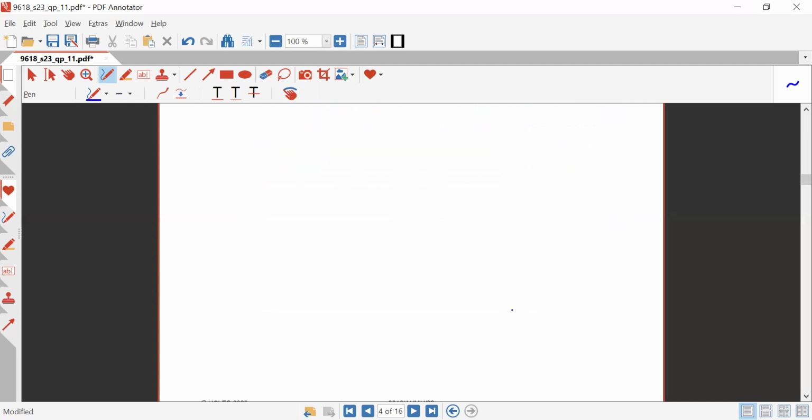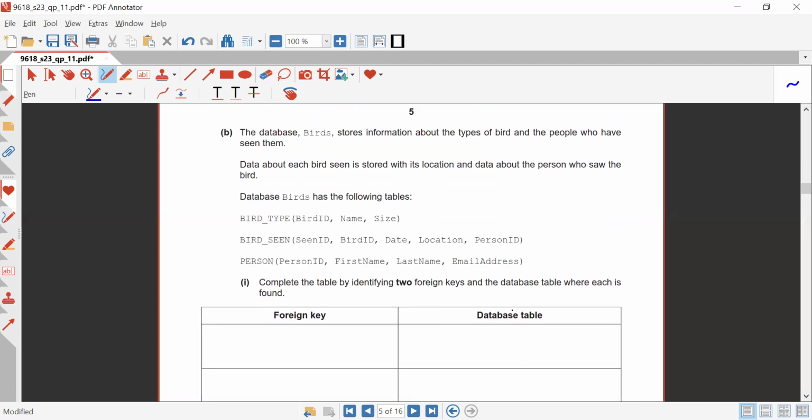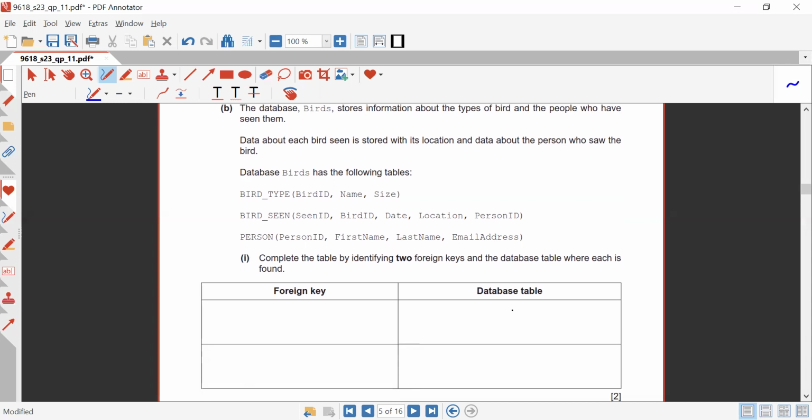Okay. Now coming to the next part, part B. It says the database birds stores information about the types of bird and the people who have seen them. Data about each bird seen is stored with its location and data about the person who saw the bird. That means where the bird has been seen and who saw that bird. Database birds has the following tables: bird type, which includes the bird ID, name and size; bird scene, with scene ID, bird ID, date, location, person ID; and person, with person ID, first name, last name, and email address. Now they are saying complete the table by identifying two foreign keys and the database table where each is found. So you need to tell about the two foreign keys.